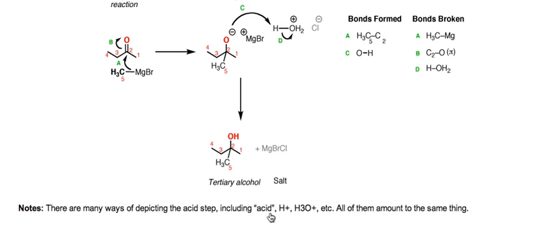I just want to point out there's many different ways of showing the second acid step. I've just shown one. I mean, there's a large variety of different ways. As long as you accomplish the end goal of forming OH, so a neutral alcohol, then you will have succeeded in this purpose.